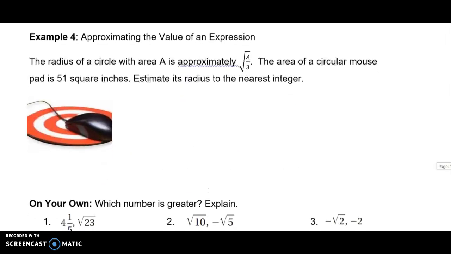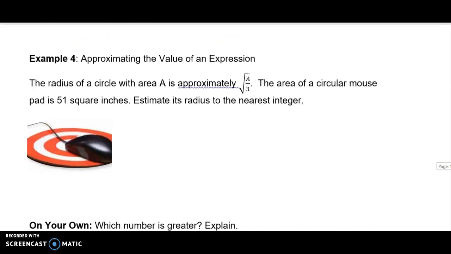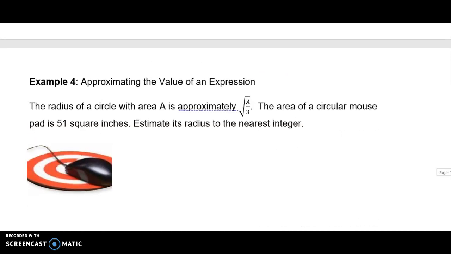Okay, we're going to go ahead and move on, look at example 4 here, and this time we're going to do a little bit of real life application, approximating the value of an expression. It says the radius of a circle with an area A is approximately the square root of A over 3. Then it tells me that the area is 51 square inches. So I'm just going to plug it into the formula in place of A. If A is 51, plug that in over 3.